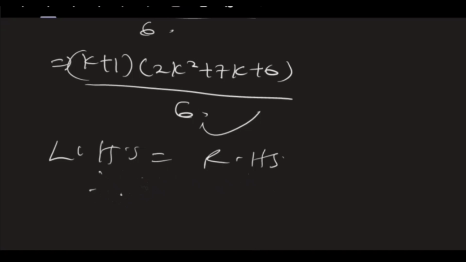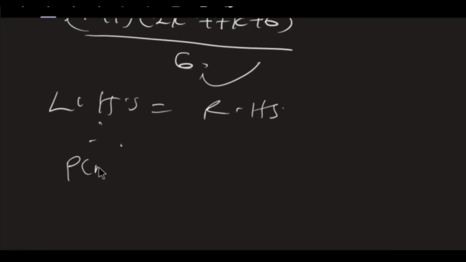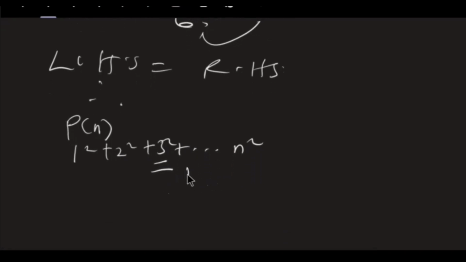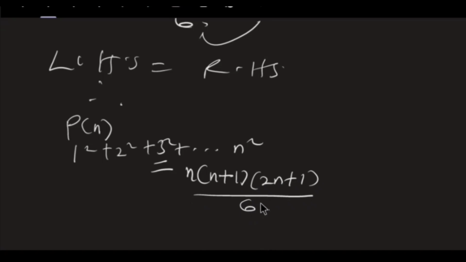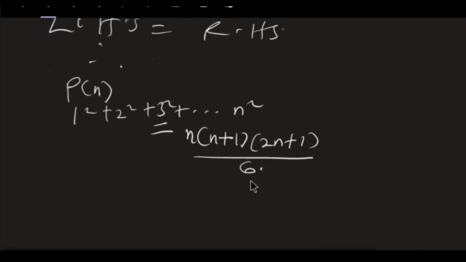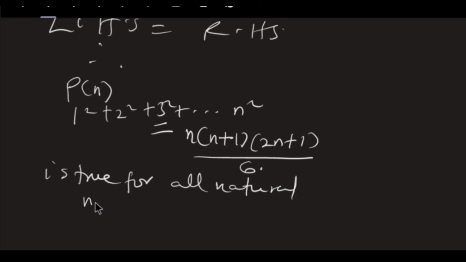Therefore, the statement P of n, where we had 1 squared plus 2 squared plus 3 squared plus up to n squared, is equal to n open bracket n plus 1, 2n plus 1 all over 6, is true for all natural numbers n. And this is how we prove using mathematical induction.